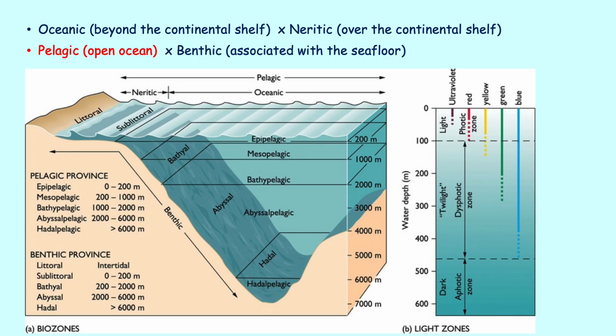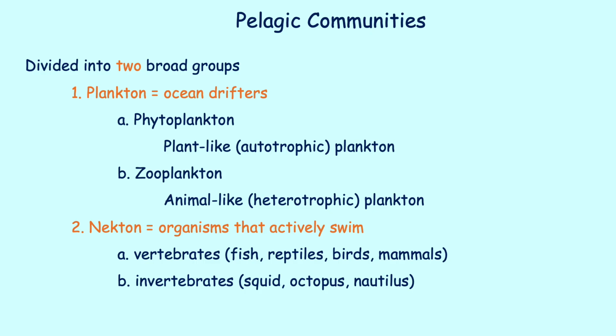The pelagic zone corresponds to the water column, or the area of the ocean where organisms live suspended without any association with the seafloor. Pelagic communities can be divided in two broad groups, the plankton and the nekton. The planktonic organisms cannot swim. They are drifters. They are drifting with the ocean currents.